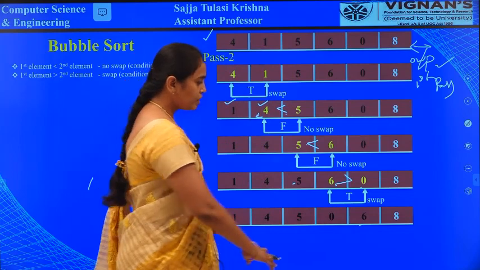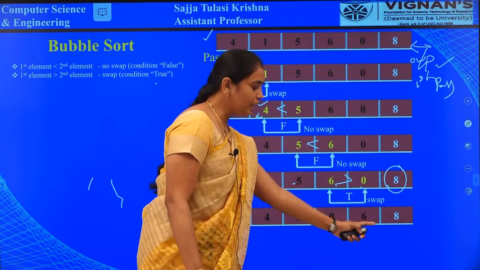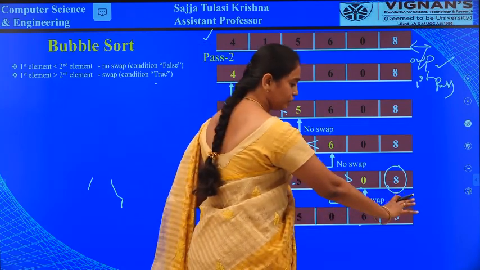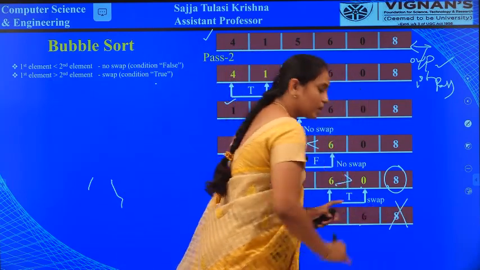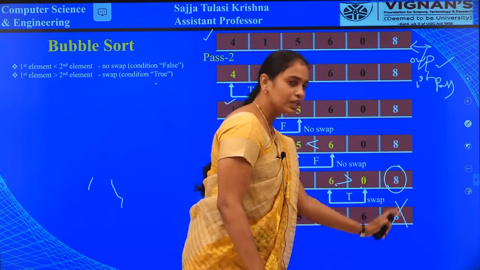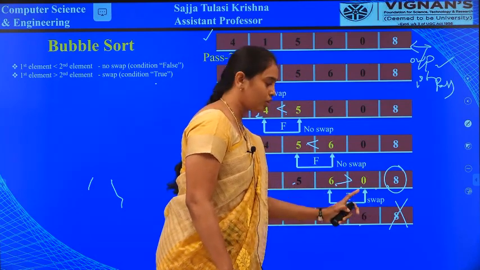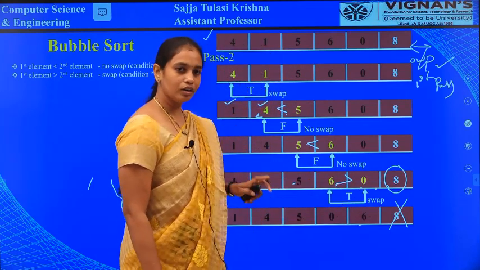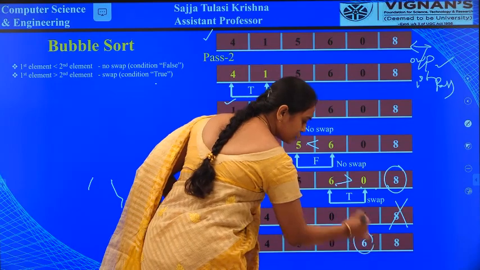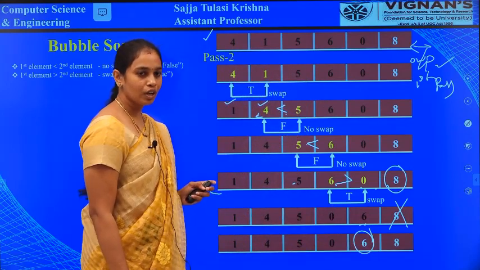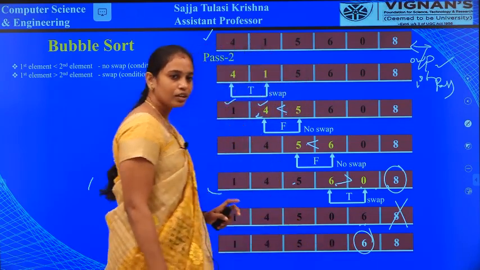So all the numbers are compared. No need to compare with this last number. Why? Because the last number is already placed at the end of the list. That comes from the first pass. So we no need to compare with this last element because it is already placed in the proper position. So we need to compare up to here only. Now all the comparisons are done. So now the second largest element is placed in its right position. Okay, so after the second pass, the second largest element is placed in its right place.